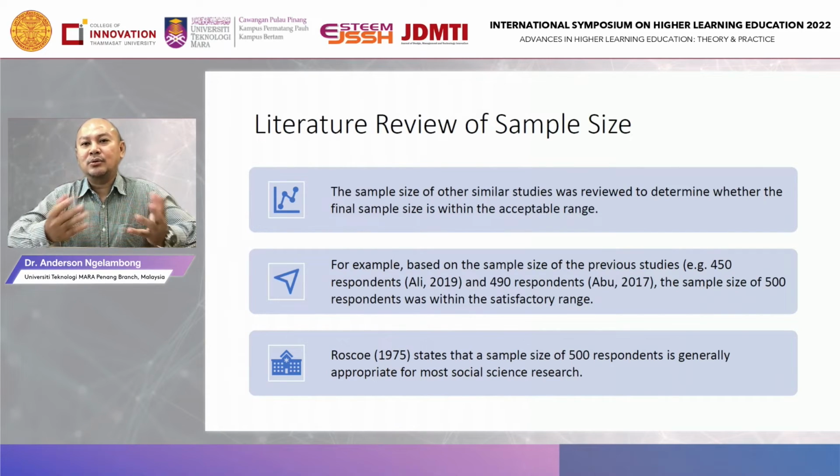At the end, you can also go to Roscoe for this example. For example, if this research says the sample size is 500, this number is supported by Roscoe 1975, who states that 500 is generally appropriate for most social science research. So for social science, 500 is enough.